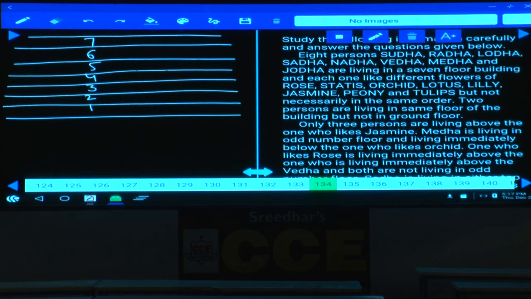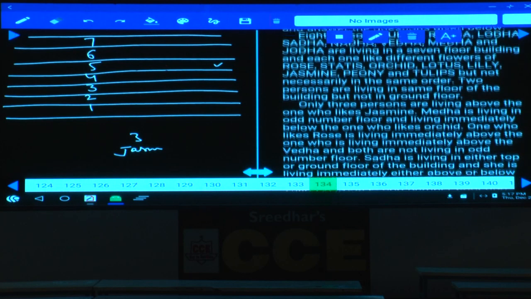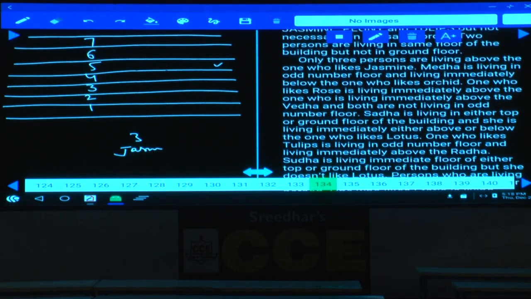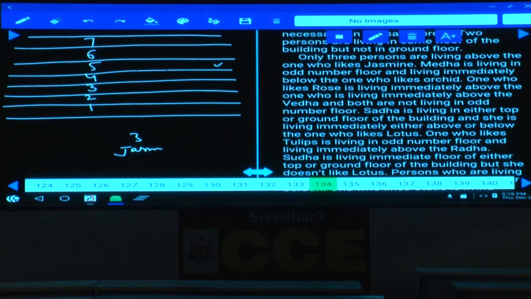Why is it so? If the person who likes jasmine is here, 2 persons living on one of the floors can be taken. If 2 persons are living on the 6th floor, 1 person will be on the 7th floor, then 3 persons are staying above jasmine. Here he is talking about the number of persons rather than the number of floors. Clear? Hence, if jasmine is here, there must be 3 persons ahead of this jasmine. Only 3 persons are living above the one who likes jasmine, and hence this jasmine can be either on the 5th floor or on the 4th floor, but not on the remaining floors.